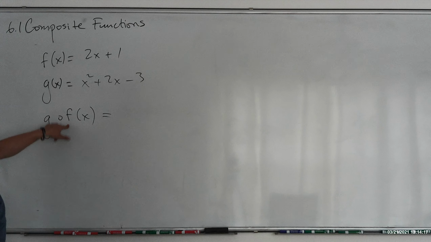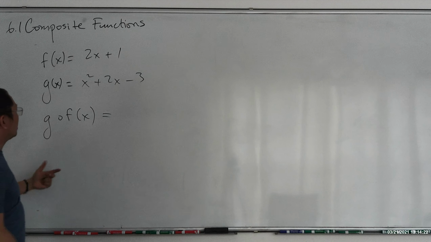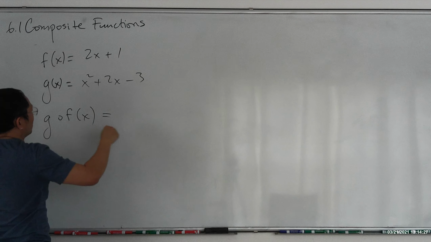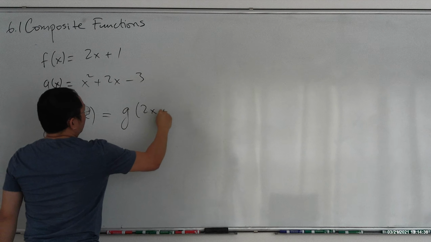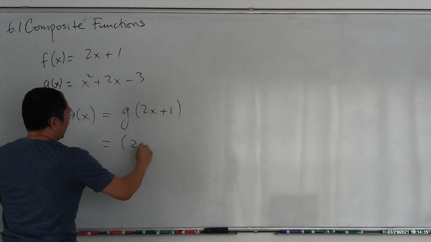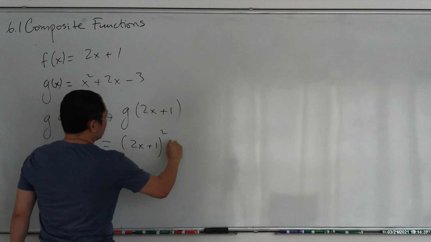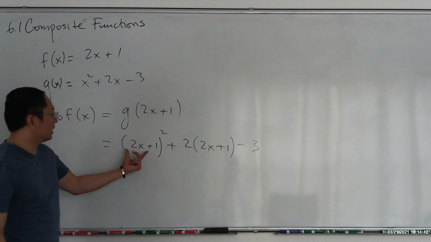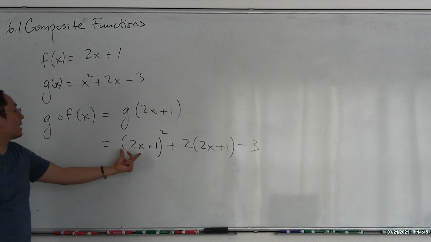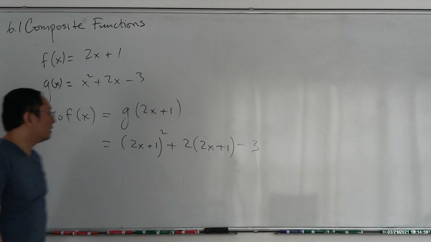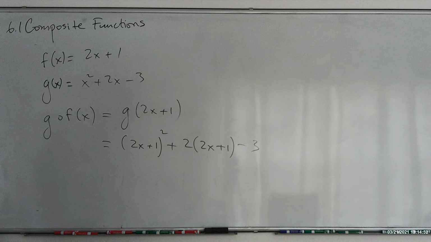x input, I plug into f, okay? And now the whole output of f is going to be the input for g. And now I use 2x plus 1 as the input. I plug into the function g. All right, g of 2x plus 1. Okay, and the rule for g is what? First of all, square up the input, and plus 2 times the input, and then minus 3. See? Square, 2x plus 1 squared, and then 2 times 2x plus 1, and then minus 3. And this is g of f of x. Okay.